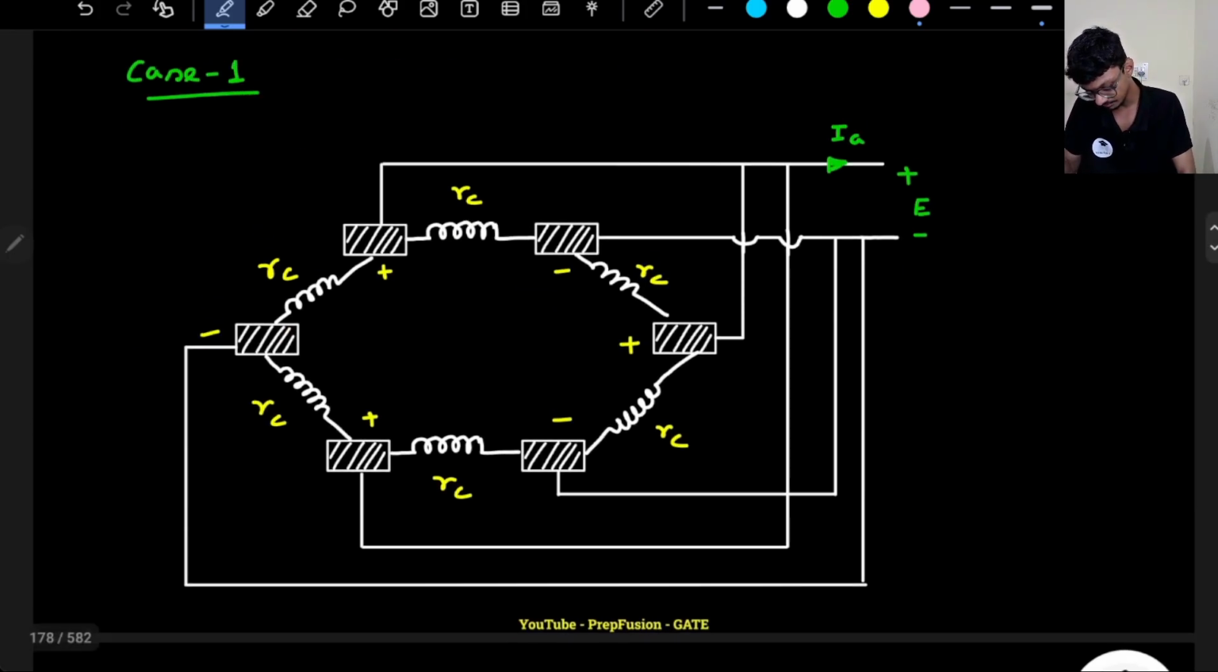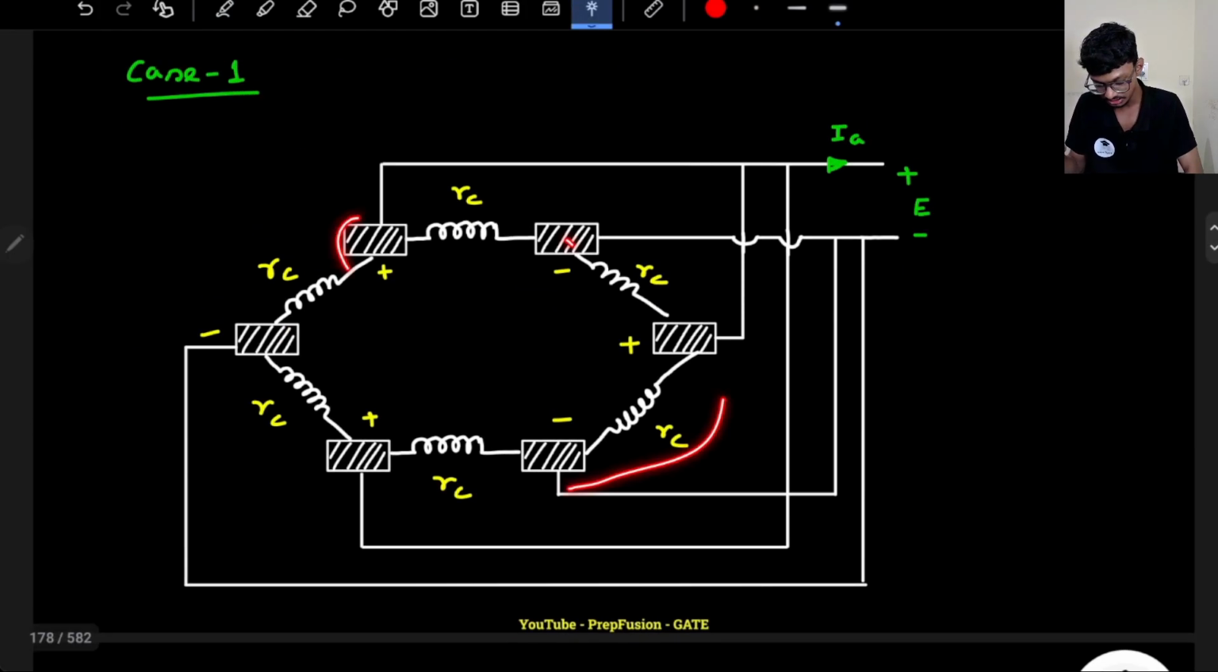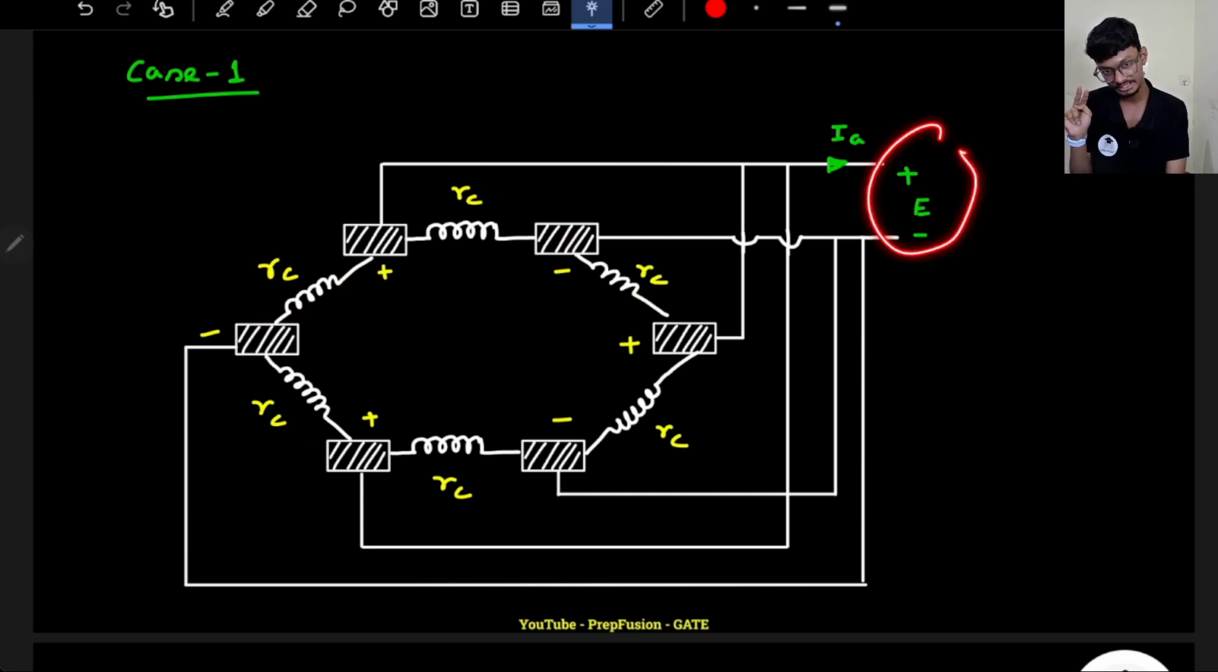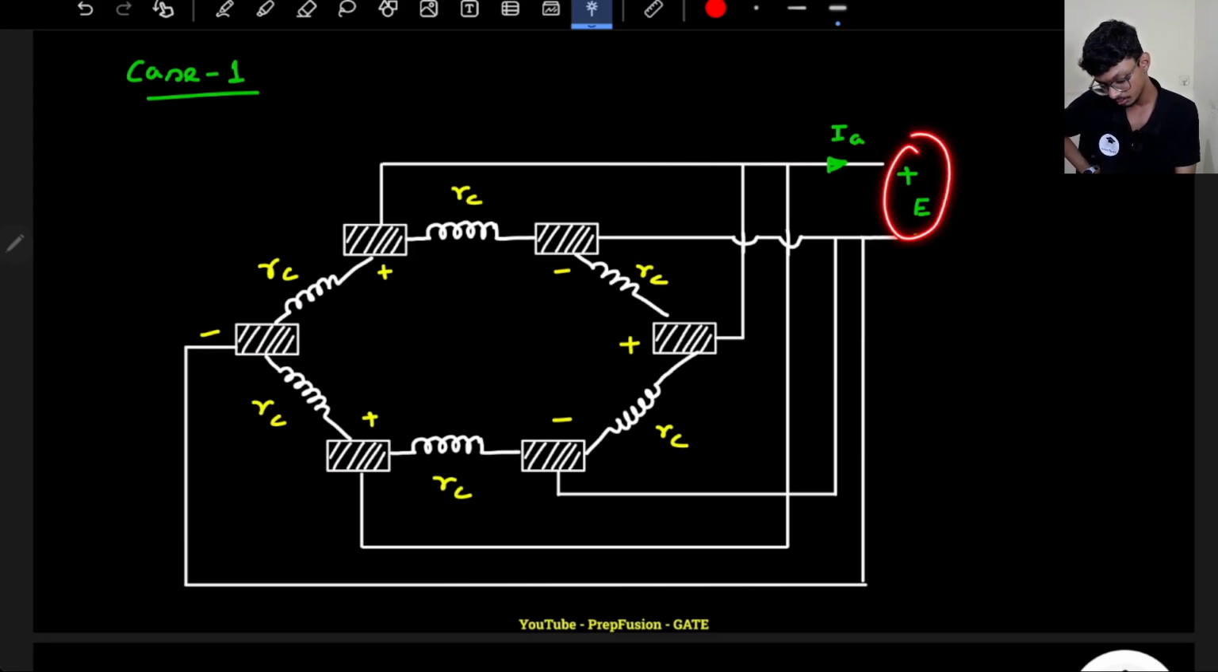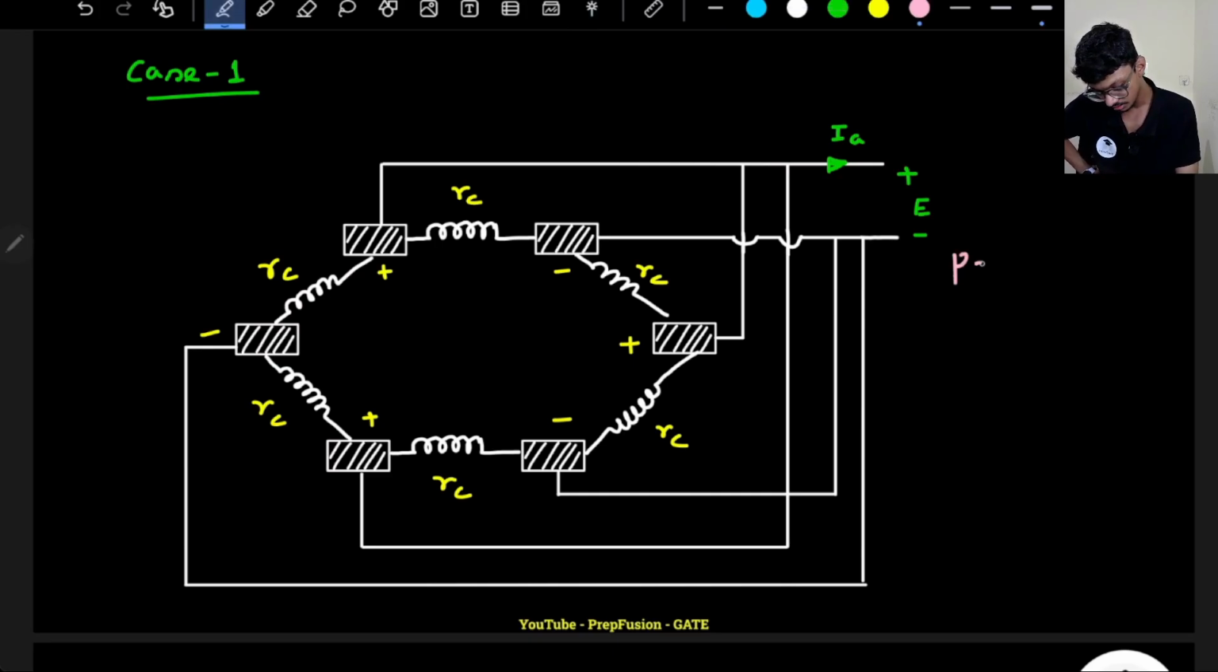So this is the case 1 where I have 6 brushes. So 6 brushes I will have, so 6 series coils I will have, 6 parallel paths, and all of these parallel paths output will be E voltage, brush voltage will be E, and the current will be Ia, right? So what will be the current through each of the coils, that I want to know, okay? So this potential is E, power in the case 1 is E into Ia. Now what is the current here?